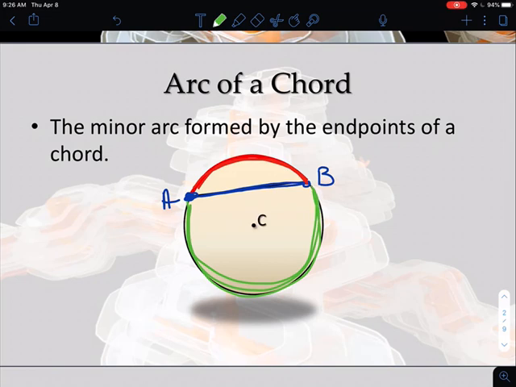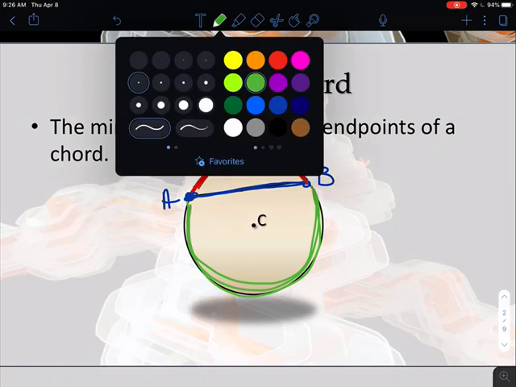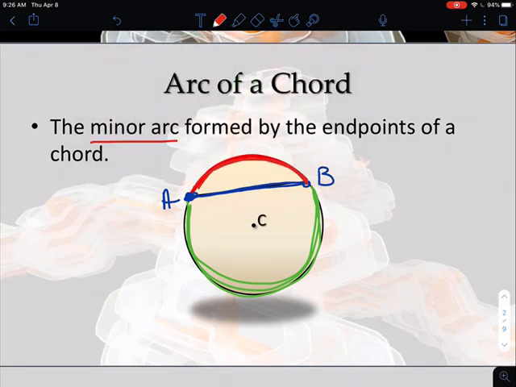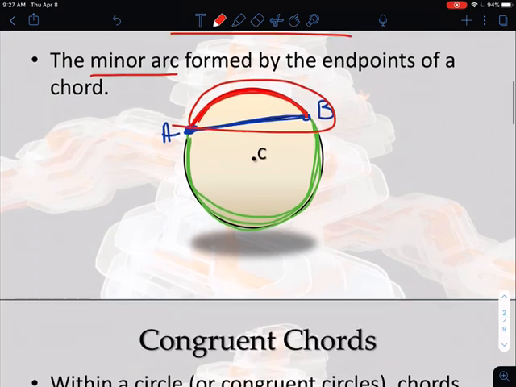But when we talk about the arc of a chord, what we want to focus on is the minor arc. It's the shortest route from one point to the next. No matter where the chord is in the picture, we want the shortest route from one point to the other. So the minor arc in this case is the one in red, from A to B. Green is also an arc, but it's the longer arc, which is not what we want in this instance. So when you see the phrase arc of a chord, it means the minor arc, the shortest distance between the two points.